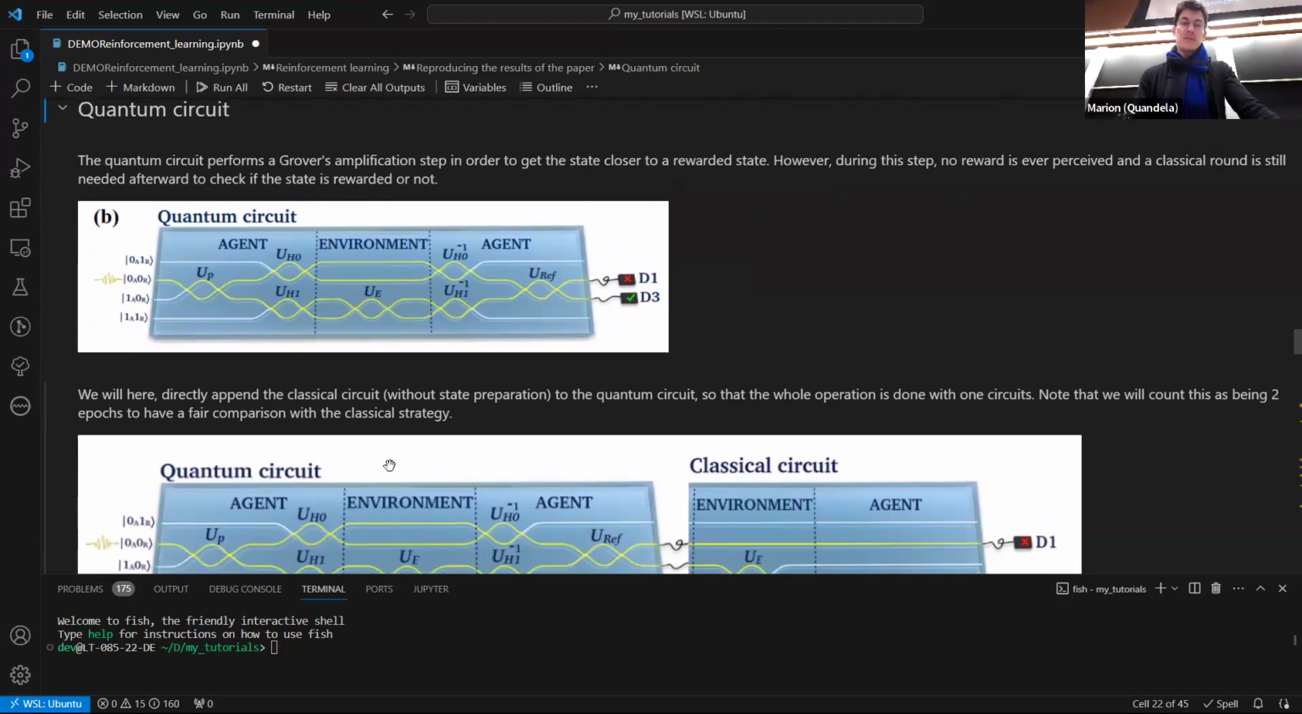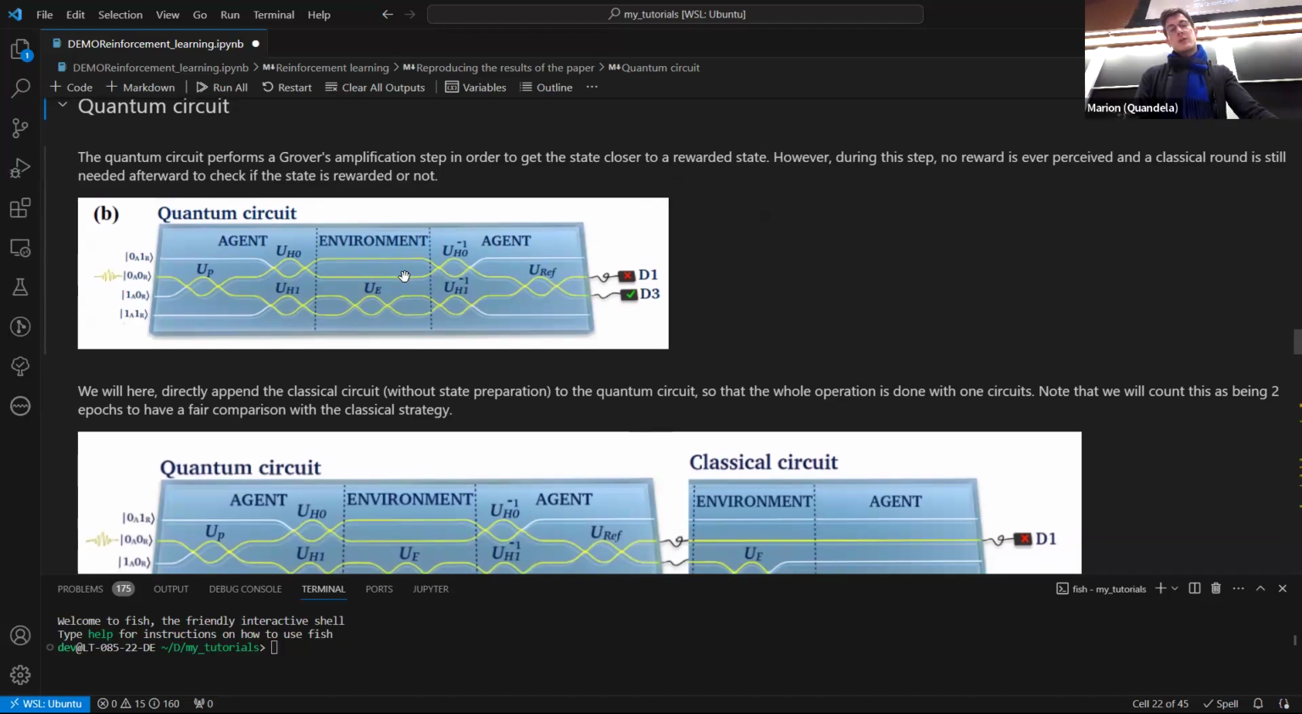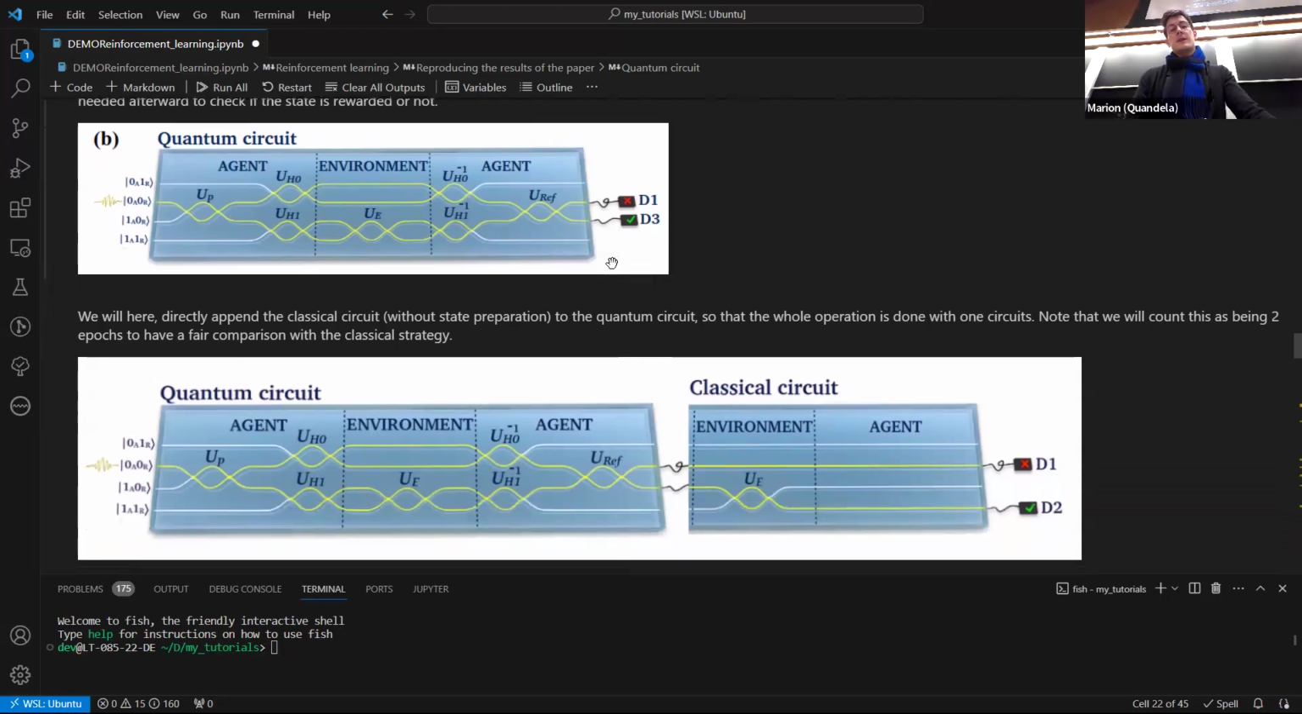So basically we'll perform Grover amplification with these circuits. And there is a small trick at the end, which is that you cannot really read out the correct value at the end of the quantum circuit. So what the authors do in the paper is that they couple the quantum circuit to a classical one.